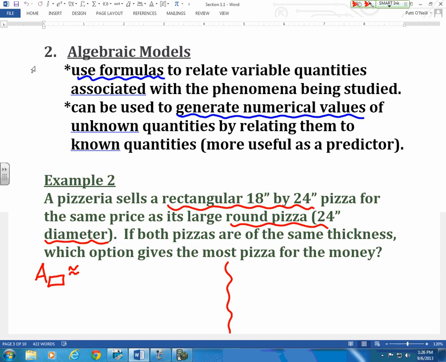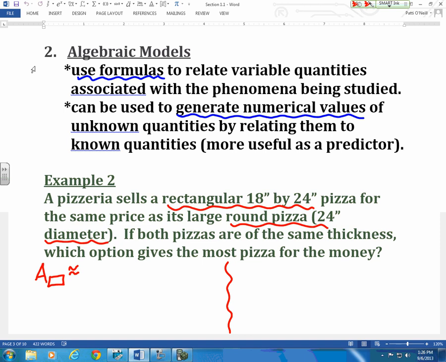The key here is that we're looking at the same thickness. I wrote down area, but we could be looking at volume. Since the thickness is going to be the same, we can take that dimension out, and if we compare the areas, we can figure out which is going to be the better deal.